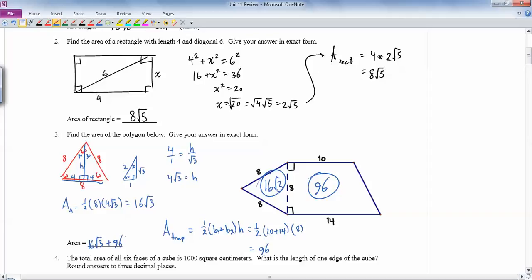And those you can't combine and keep in exact form. You'd have to turn them into a decimal somehow. So we're just going to leave it like that.